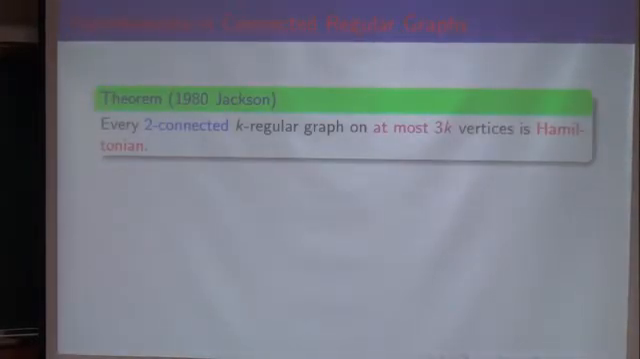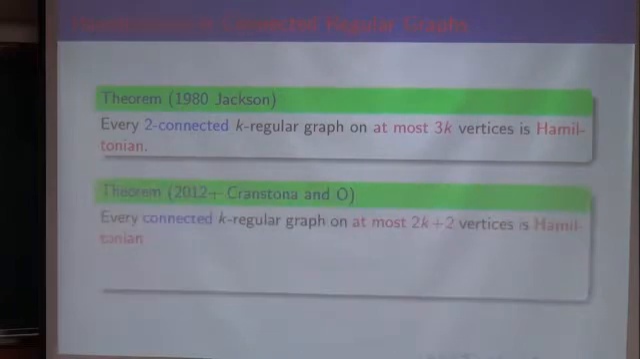Still no, there is a better theorem. In 1980, Jackson showed that if G is a 2-connected k-regular graph with at most 3k vertices, then the graph is Hamiltonian. Here it is just 3k, but there is a condition of connectedness. By using this theorem, well, this is just a simple exercise.